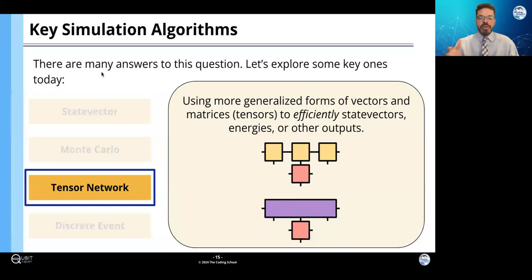Tensors are interesting mathematical objects in their own right. They also show up in general relativity, and stress and strain in mechanical engineering. Like there are a lot of places. But here, you can think of them, like I said, as generalized matrices. And so they take the sort of magic of the state vector and make it a little bit more efficient.